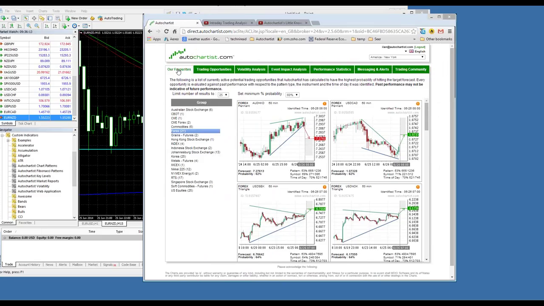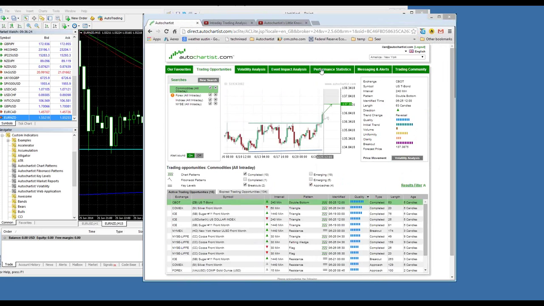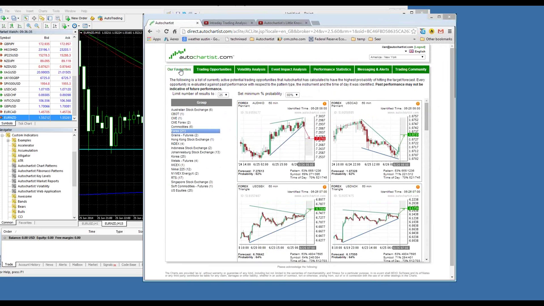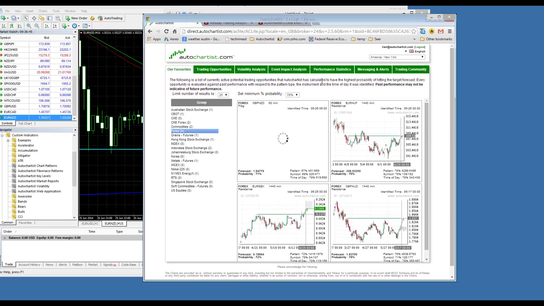Firstly, I wonder if everyone knows what Our Favorites is. Our Favorites is basically the combination of the trading opportunity section together with the performance statistics I've just shown you. What we've done is taken trading opportunities and combined that with the performance statistics, and so the Our Favorites section just basically filters the opportunities not based on the pattern types and everything like you have in trading opportunities, but more based on the probability of success, based on the past probability of success.